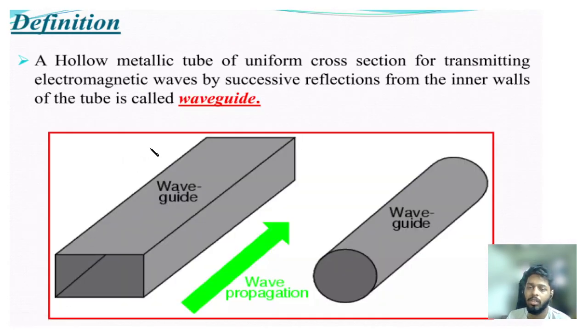Let us see the basic definition of what is a waveguide. A hollow metallic tube of uniform cross-section for transmitting electromagnetic waves by successive reflections from the inner walls of the tube is called a waveguide. As you can see here, these two are the waveguides. This is a rectangular waveguide, this is a circular waveguide, and from here wave propagation is happening.